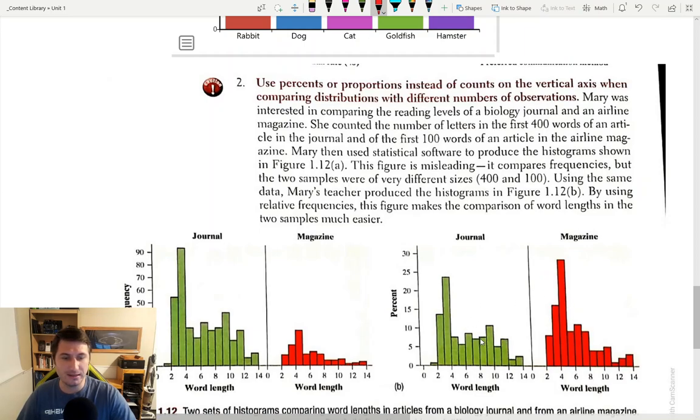And you can see now we can definitely compare these two. They look very similar, actually. Who would have thought that the scientific journal would kind of have the same size words as an airline magazine? Hopefully you're thinking the words skewed to the right, but still single peaked. They are both very skewed to the right.